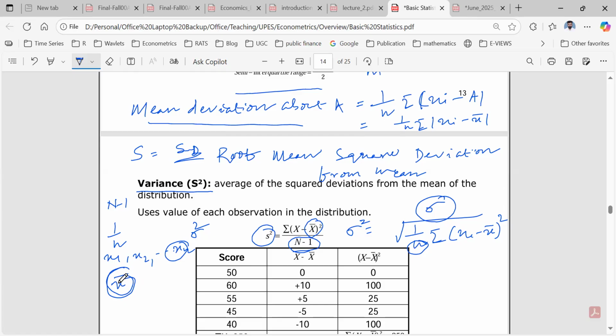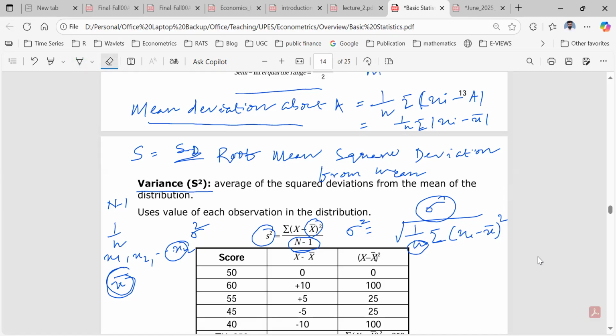Is it clear? So it depends. If you are already having all the observations, if you consider that it is a population, you will consider 1 upon n. Are you getting my point? Rather than adjusting, if you have all the information regarding your population, there is no need to adjust again. We will discuss more on this, but right now you can write sigma square.